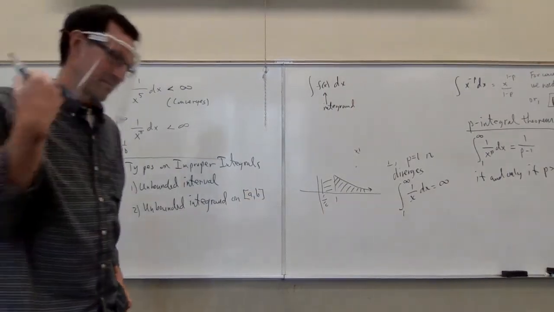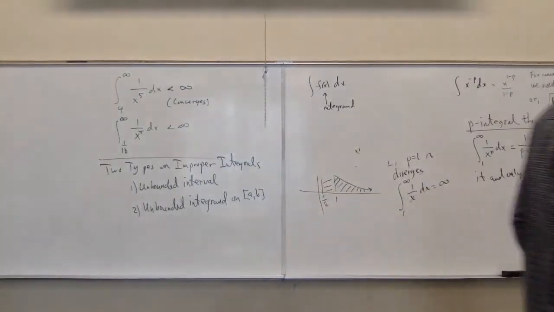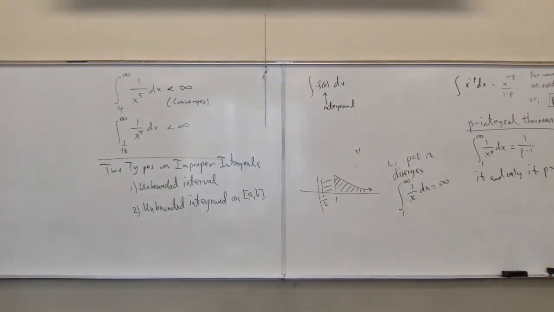Unbounded means the values go off to infinity. You can't bound them. So there's something like a vertical asymptote. It can be at the left-hand endpoint, the right-hand endpoint, or it can be anywhere in between. We've seen a couple of them.